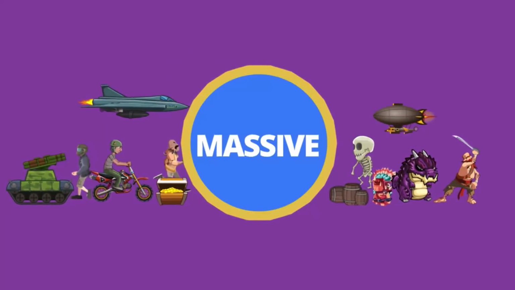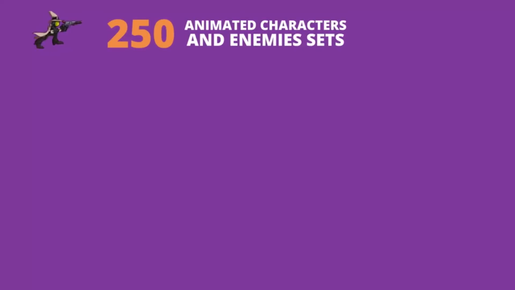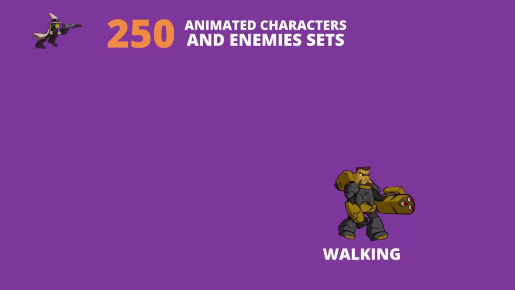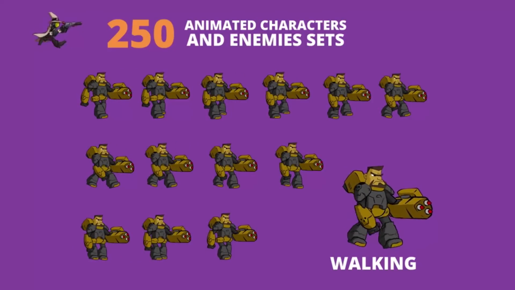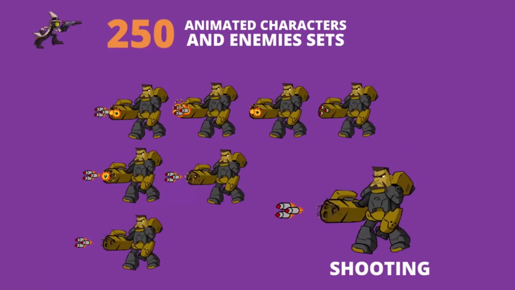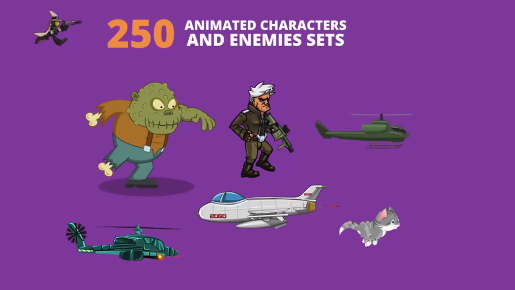First, let's look at characters. There are 250 complete animation sets here that can be used as characters or enemies. This means it has all the animations included, from idle, running, jumping, etc. We've neatly sorted these into multiple categories, and you have everything here from helicopters to zombies, and as you can see, the quality is extremely high.